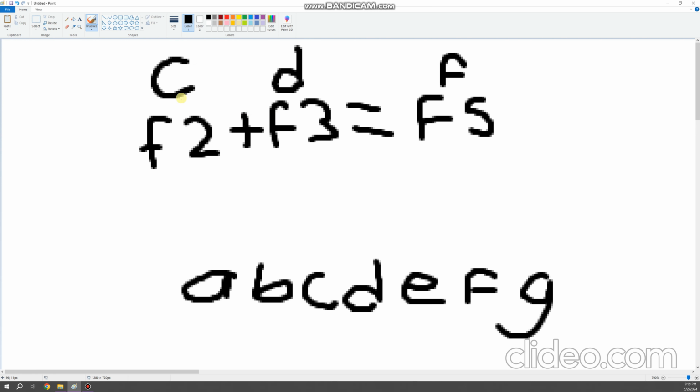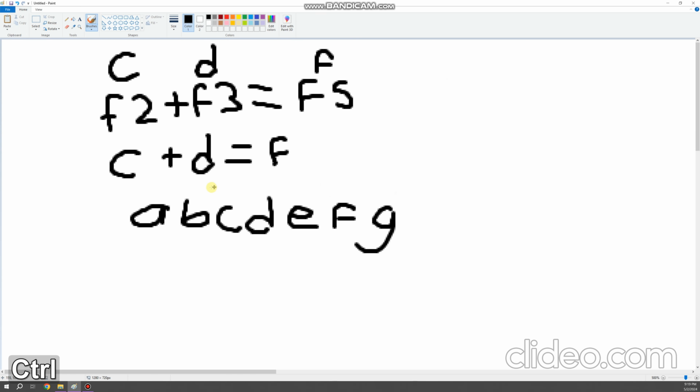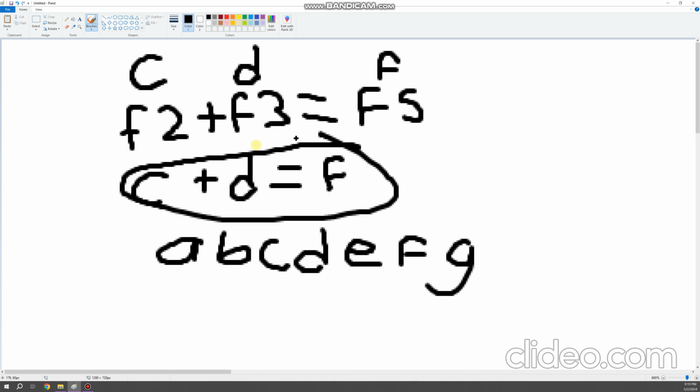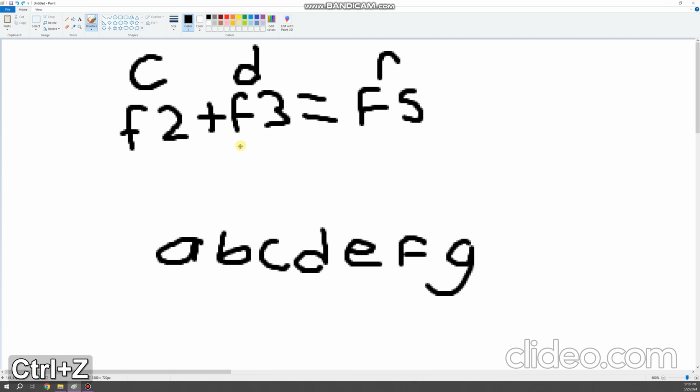So now we can actually substitute these letters in because they're equal. So this equation is also C plus D equals F. So that's an example of a traditional alphabet addition problem.